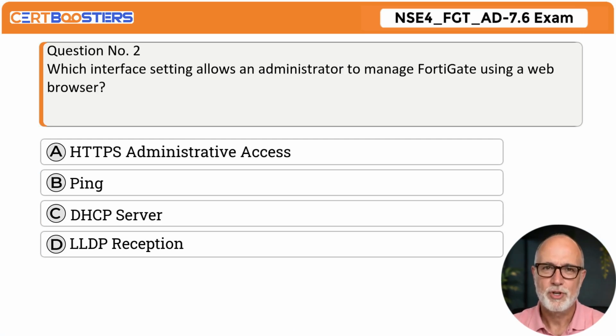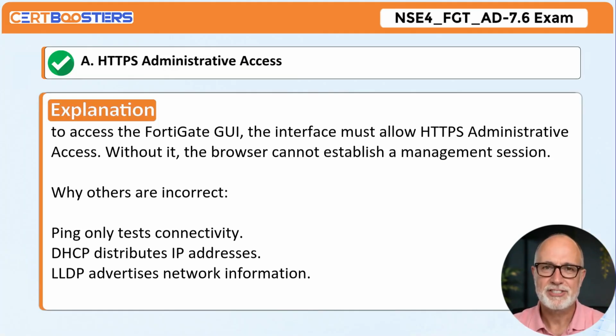Question number 2. Which interface setting allows an administrator to manage FortiGate using a web browser? A. HTTPS administrative access. B. Ping. C. DHCP server. D. LLDP reception. Correct answer: A. HTTPS administrative access. Explanation: to access the FortiGate GUI, the interface must allow HTTPS administrative access. Without it, the browser cannot establish a management session. Why others are incorrect? Ping only tests connectivity. DHCP distributes IP addresses. LLDP advertises network information.